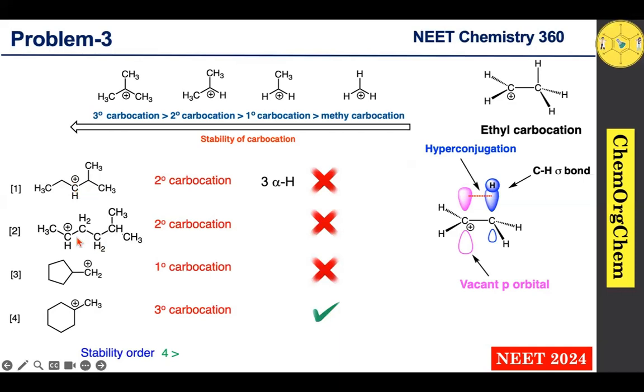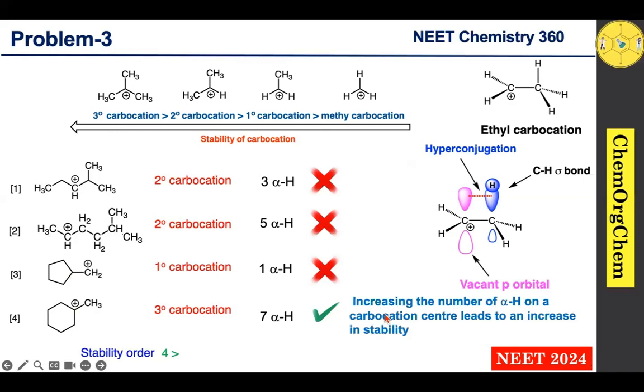Let's move on to our second option. Here you see this is the carbocation center. This is the alpha carbon, as well as this one is also an alpha carbon. Now you count how many alpha hydrogens are present in this carbocation. Here 3 and here 2, so a total of 5 alpha hydrogens. Let's move on to our third option. Here only one alpha hydrogen is present. Here there are 7 alpha hydrogens present.